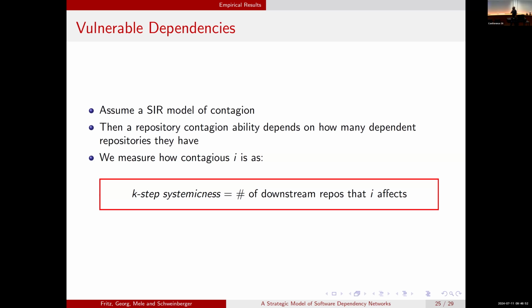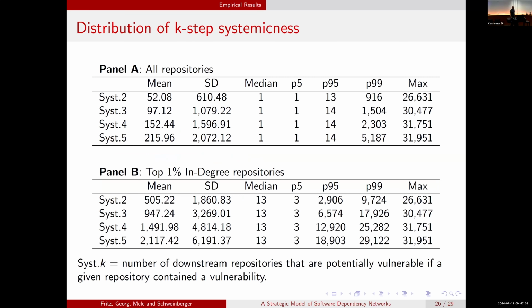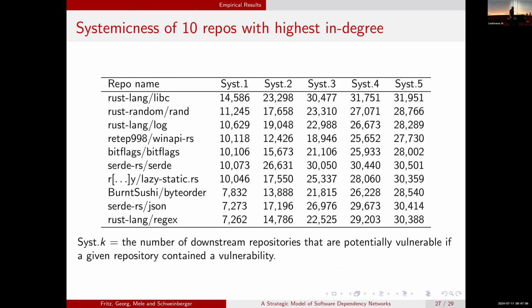So what we look at is what's sort of called the K-step systemicness. It's the number of downstream packages K steps away, so K steps of dependencies away, that a repository i affects in this directed network. So basically, if you look at the repositories with the highest in-degree, you can see how many packages they would affect if they had a vulnerability 2, 3, 4, 5 steps away. And based on this, you can start identifying those that you really need to protect.